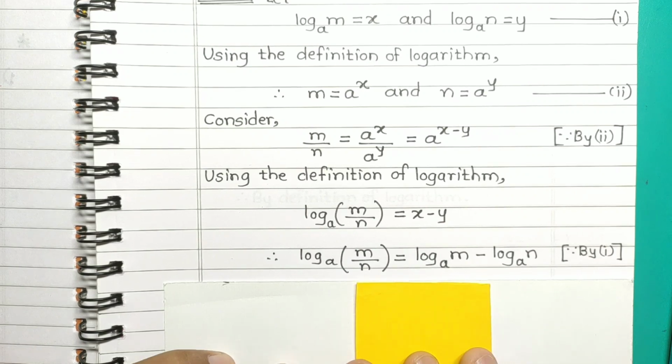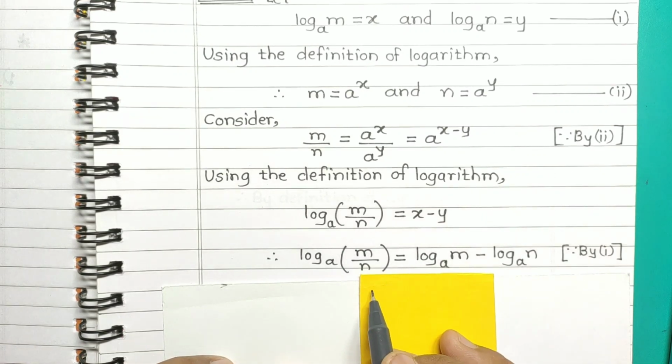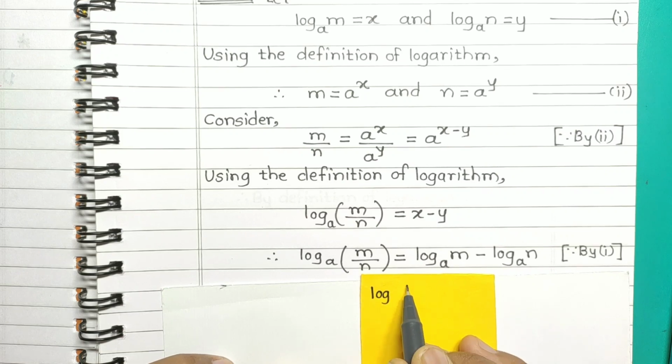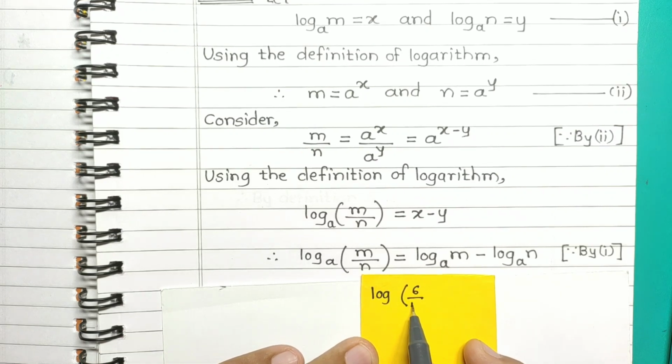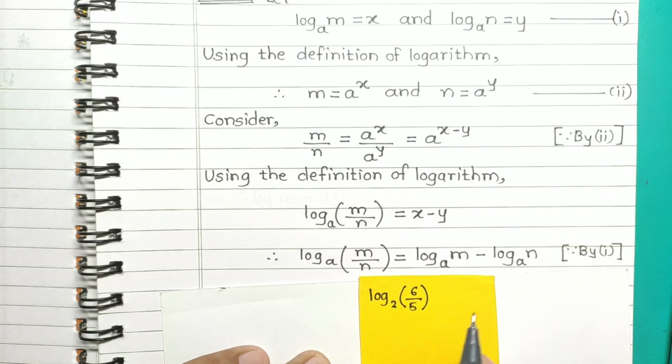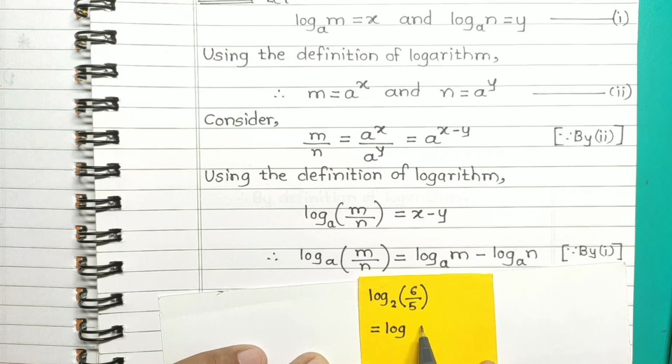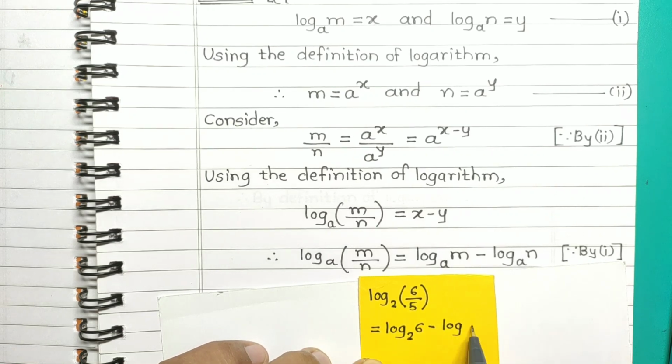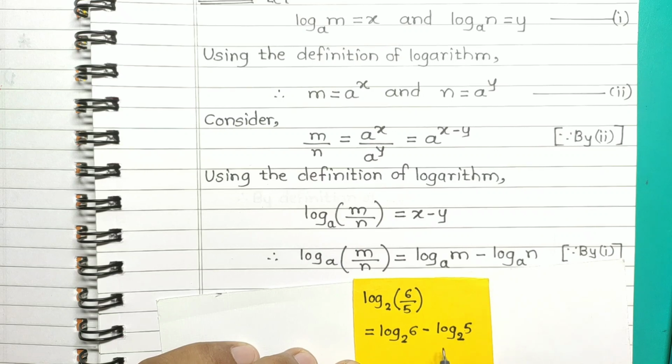Let's see one example. If we have log of 6 upon 5 to the base 2, then using this law we can write this term as log of 6 to the base 2 minus log of 5 to the base 2. Okay, this is how we can apply the law of quotient.